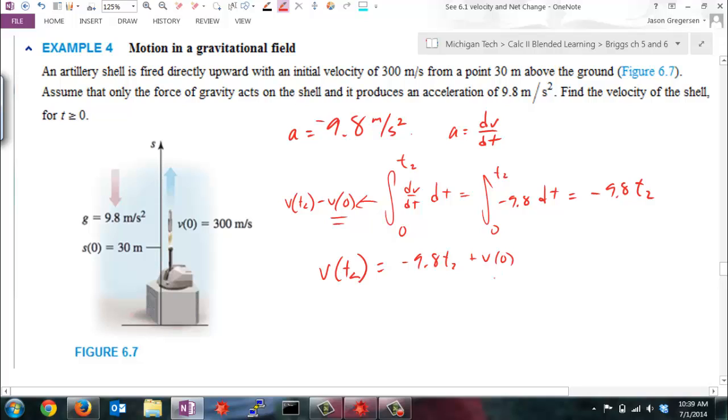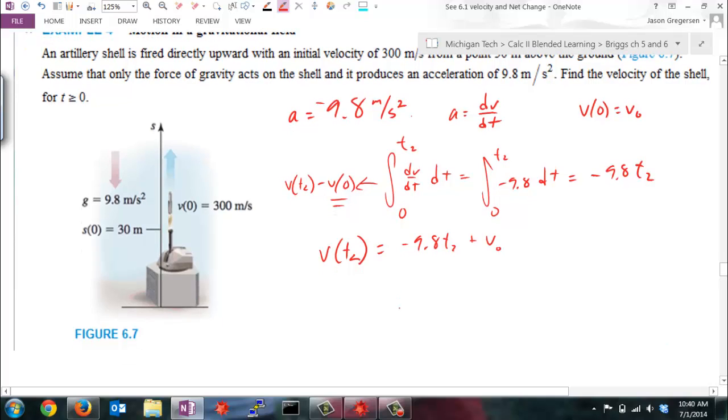And we know that initial velocity because they give it to us. Well, let's generalize it. Let's say, what if initially we just had some initial value, call it v sub naught. Then this would just be v sub naught. And then later, if I want to find the position at some later time, well, position is just the antiderivative of velocity. So if I want, I could integrate the velocity with respect to time from 0 to some later time.